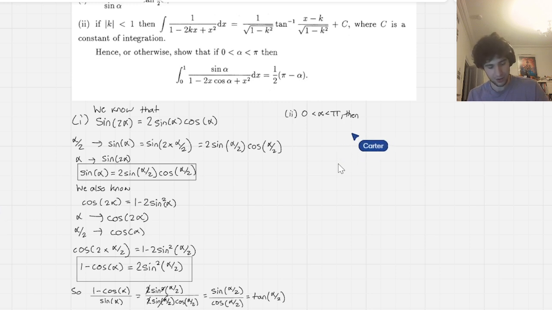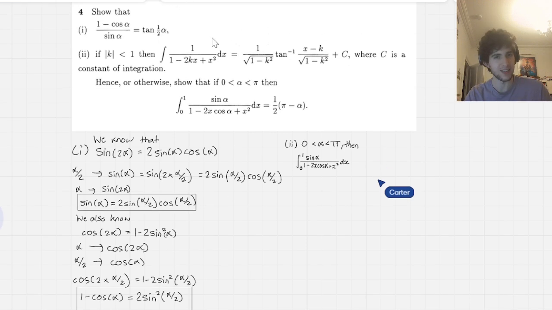Okay, so that integral is the integral from 0 to 1 of sine alpha divided by some quadratic in x, so 1 minus 2x cosine alpha plus x squared. So we're doing an integral of all that with respect to x. Okay, that looks very daunting. And I would find this pretty tricky if I didn't see that clue that they've given us.